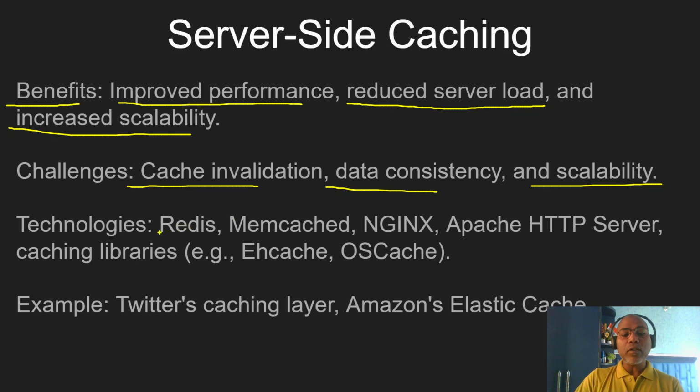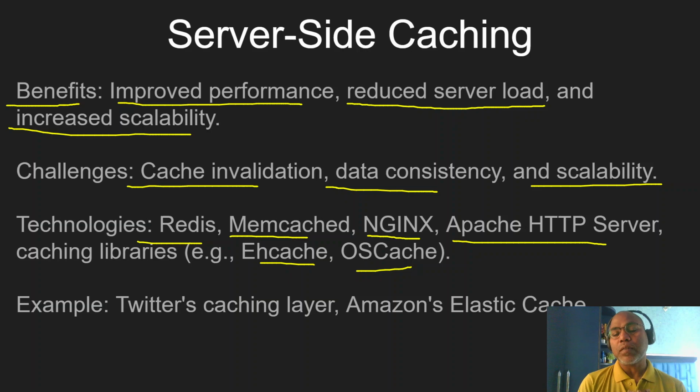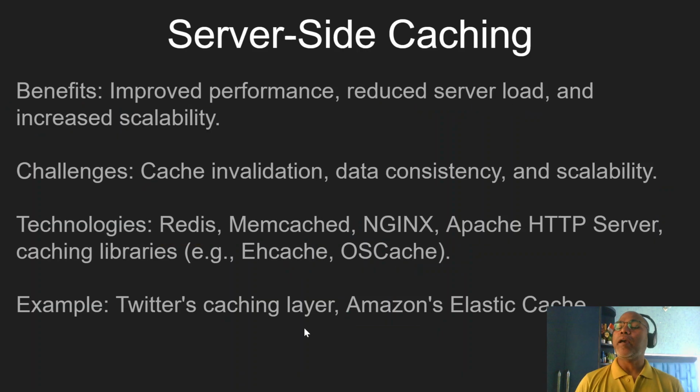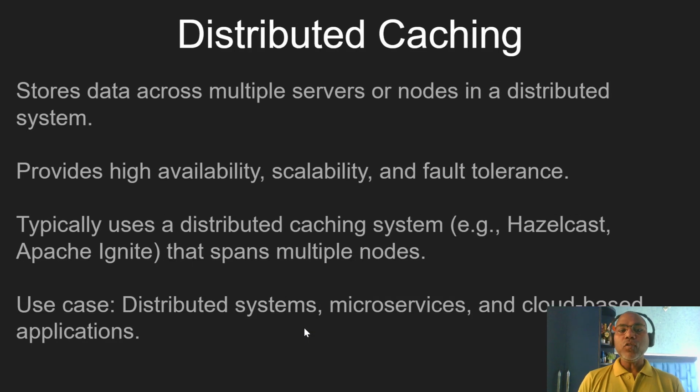For technology, you can use Redis again, Memcached, Nginx, the Apache HTTP server, and lots of caching libraries nowadays, like OSCache and Ehcache. There is a huge list of technologies available. And nowadays every application, whether Twitter or Amazon, is using server-side caching. So let's now talk about distributed applications.